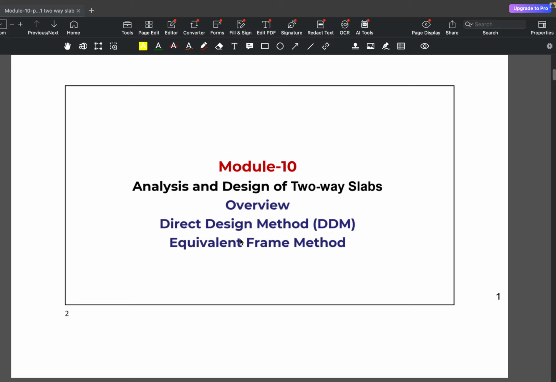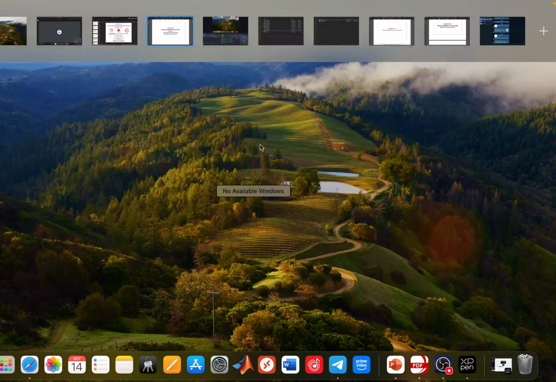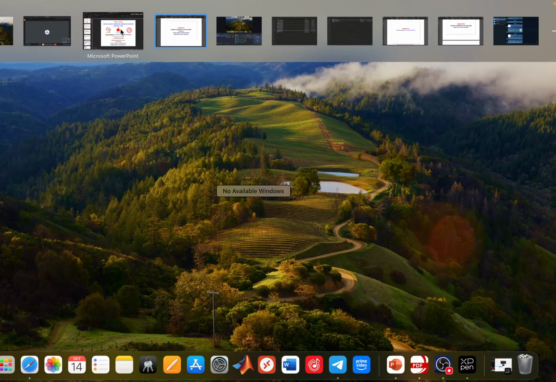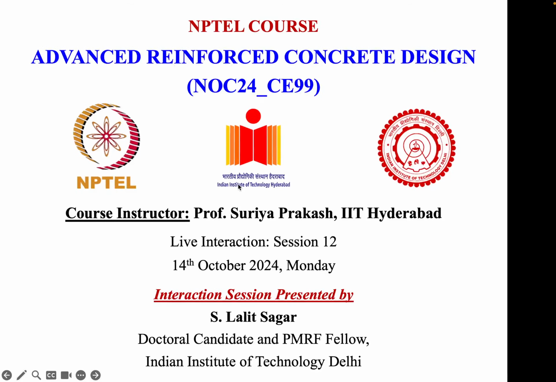In today's class I have selected one problem on the Codal coefficient method, which is as per IS 456, and one problem based on the direct design method. Because of the shortage of time, I have not taken up any problem on the equivalent frame method. I have planned around 14 to 15 questions. So without any delay, we can get started with today's session.